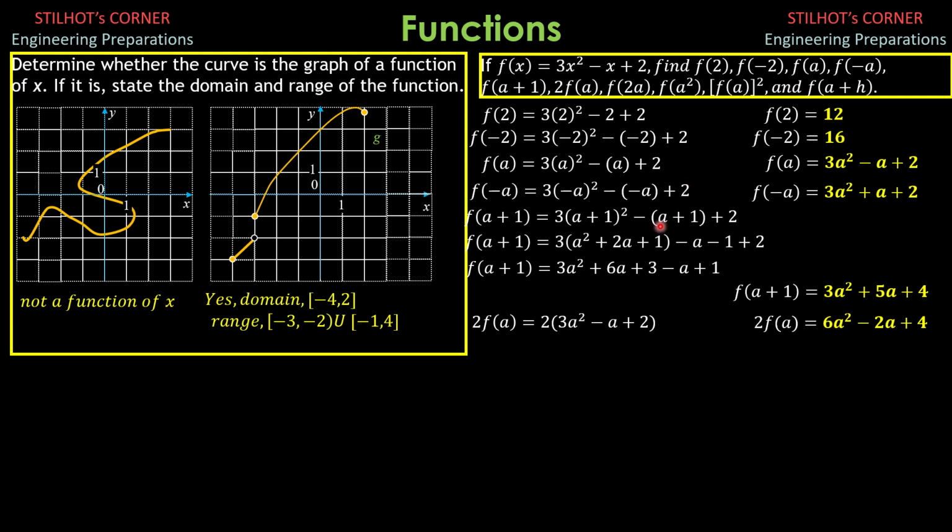Next is f of 2a. So it is 3 times quantity 2a squared minus quantity 2a plus 2. So this is 12a squared minus 2a plus 2.